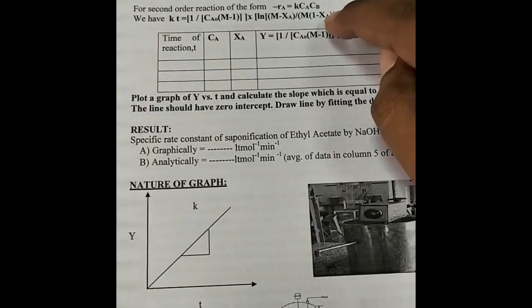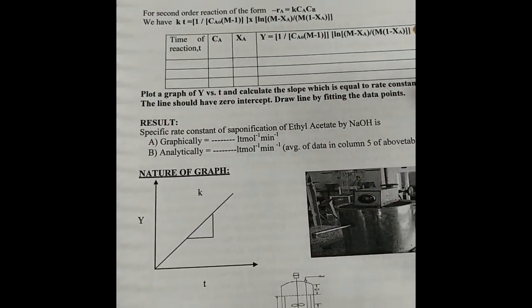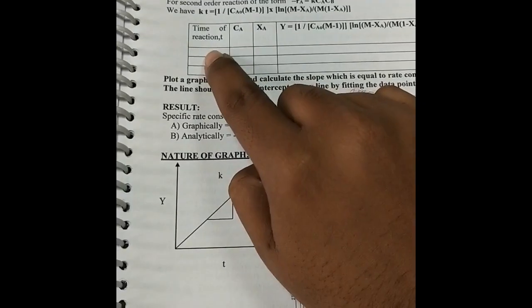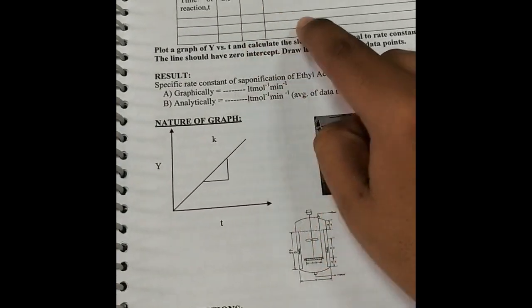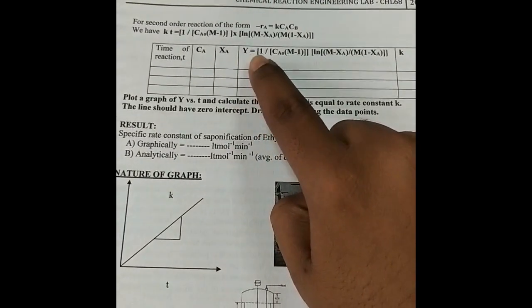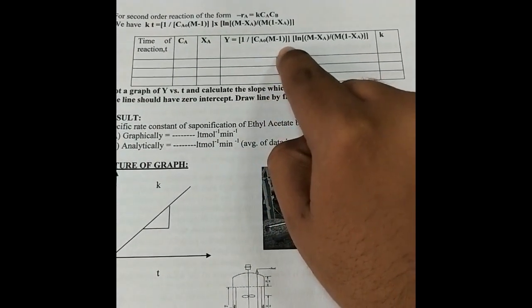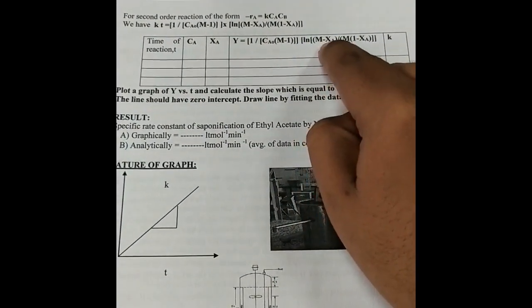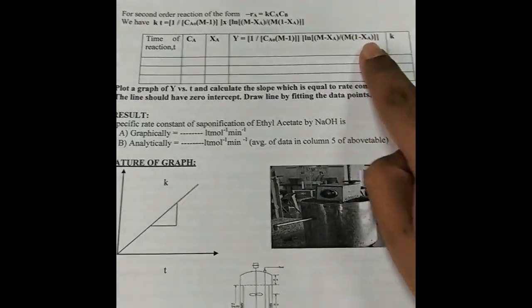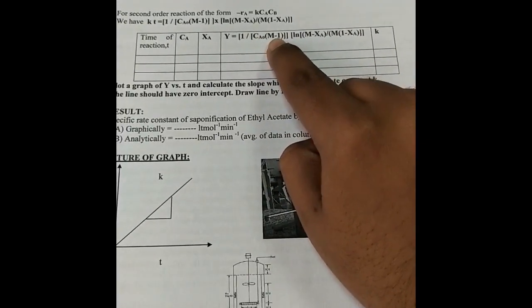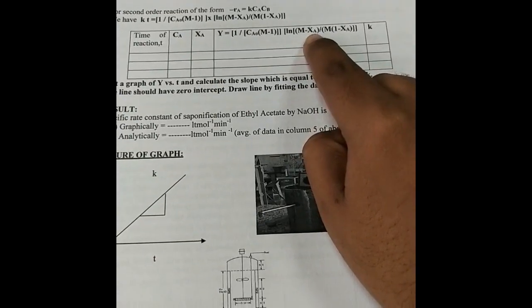After calculating the conversion, we need to calculate the final K value, that is the rate constant value. For that we need to tabulate in the final column: time of reaction, that is 5 to 60 minutes, the concentrations, which we have already found out here, the conversion, which is also found, and the value of Y. Y is nothing but equal to K into T, which is given by 1 divided by Ca0 into M minus 1, multiplied by ln of M minus Xa divided by M into 1 minus Xa. So all the values are known. Ca0 is the initial concentration of sodium hydroxide, M is the ratio, and Xa is the conversion.